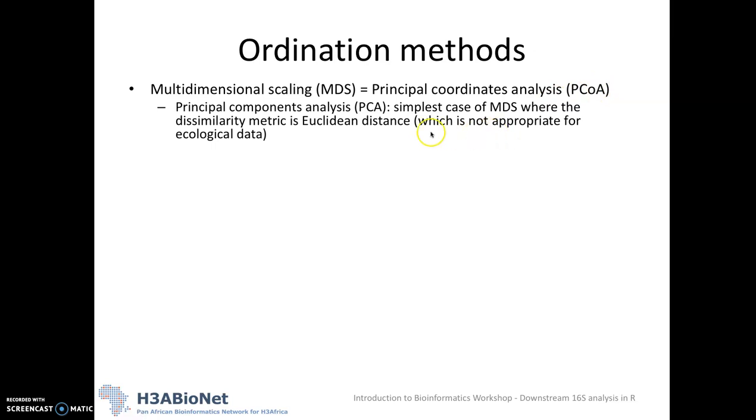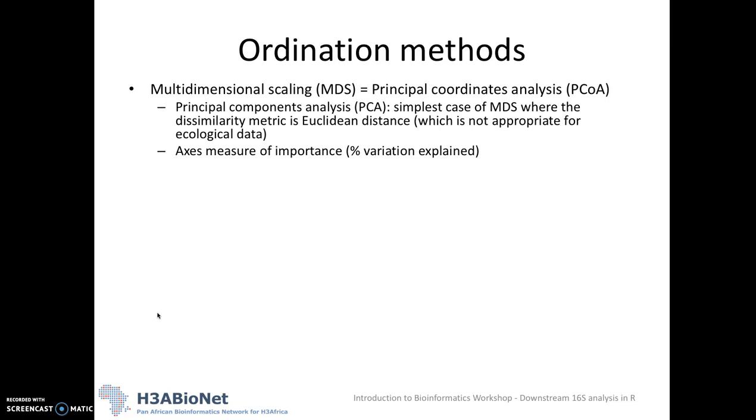And actually, if you look at the mathematics, PCA can be seen as the simplest case of MDS, where the dissimilarity metric is Euclidean distance. But as we've discussed, Euclidean distance is not really appropriate for ecological data specifically. So what we will use is a distance metric like Bray-Curtis with our multidimensional scaling. And this will provide a set of uncorrelated or orthogonal axes to summarize variability in our data.